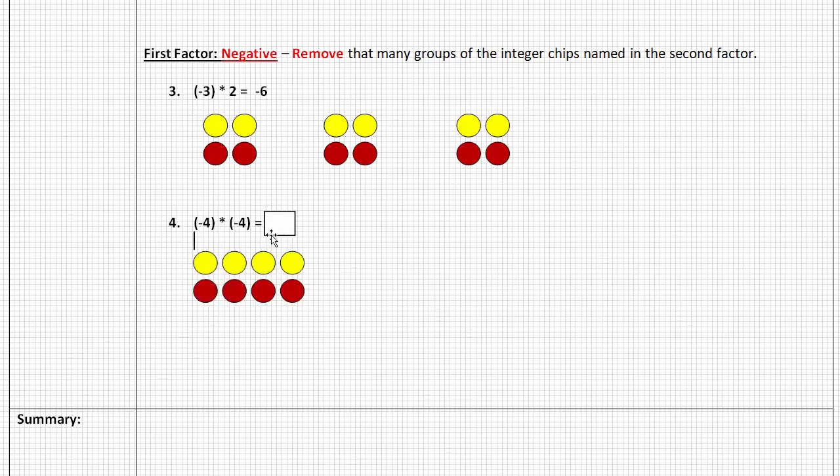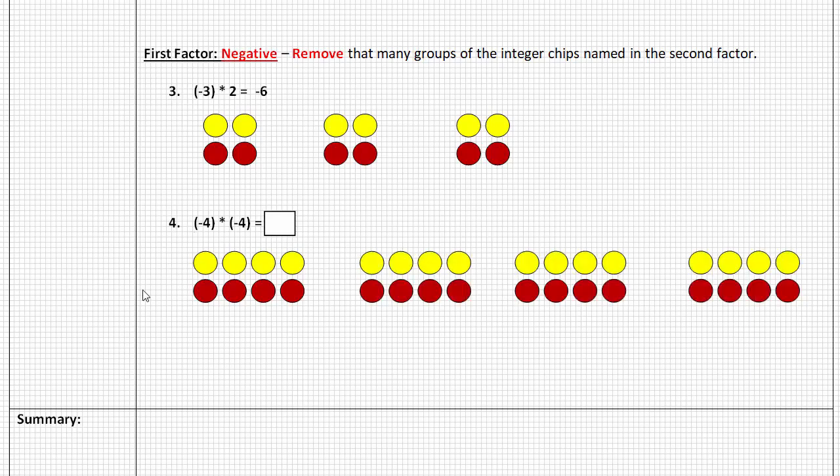Here I've made our first group. So in this first group we have 4 0 pairs. We need 3 more groups to be able to complete this problem. Go ahead and draw those in. So here I've made 4 groups of 4 0 pairs, and I'm ready to begin the problem.